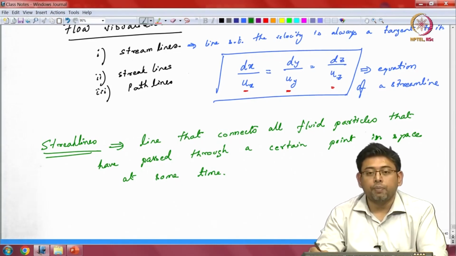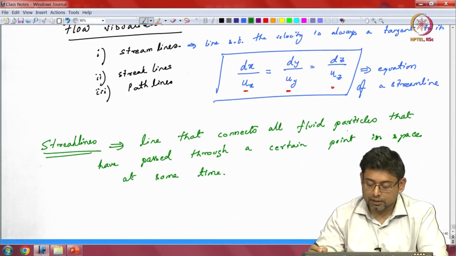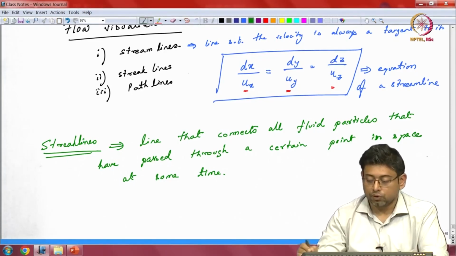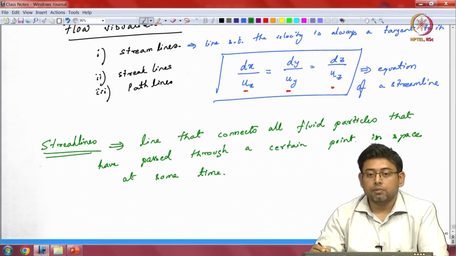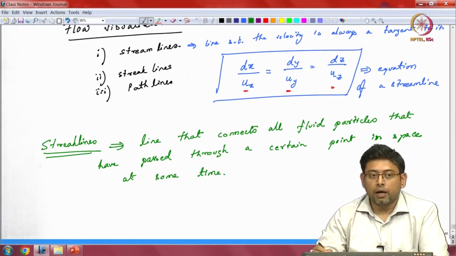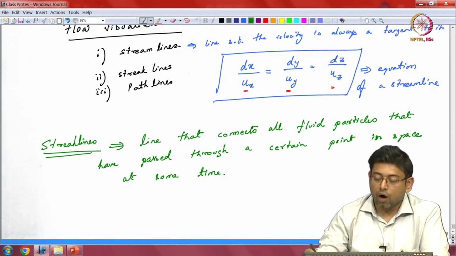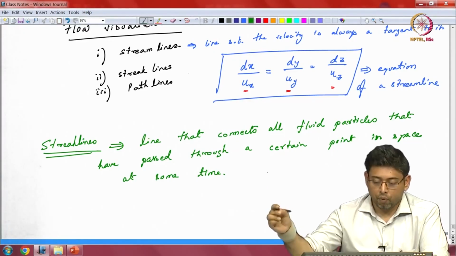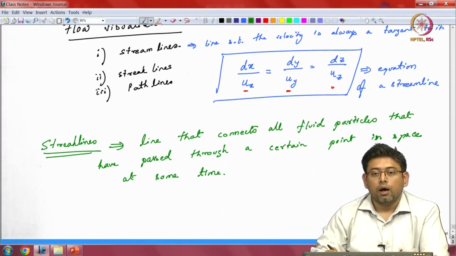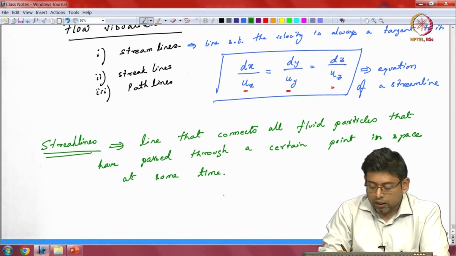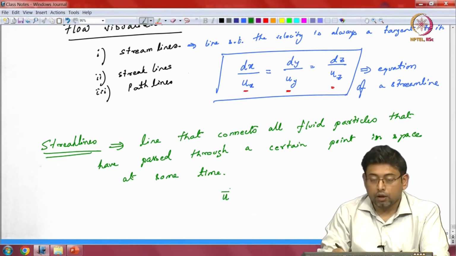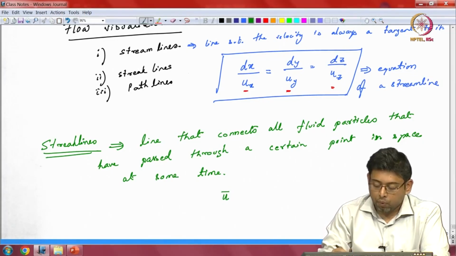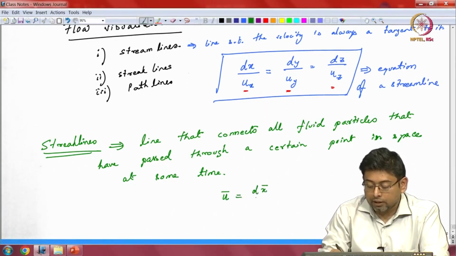Now, it connects all fluid particles. I did not say some other massive particles. So, streak lines refers to fluid particles that have passed through a certain point. Now, how do you describe a streak line? Well, if it is a fluid particle, then you are following the fluid particle as it moves along and passes through different points in your observation window, and you have to equate the velocity. So, at any given point that it passes through, the Lagrangian velocity of the fluid particle will be the same as the Eulerian velocity that you measure.